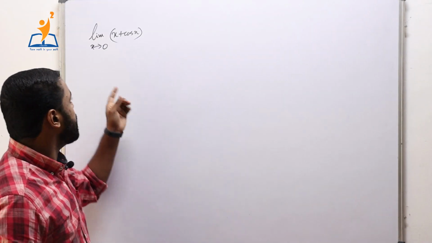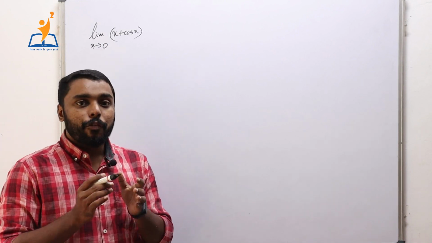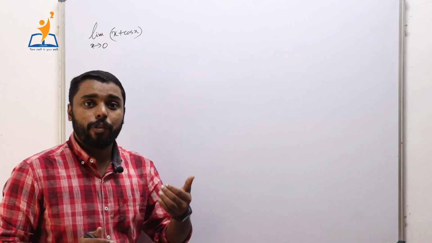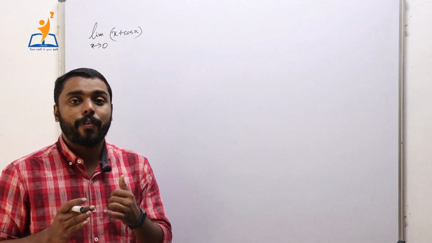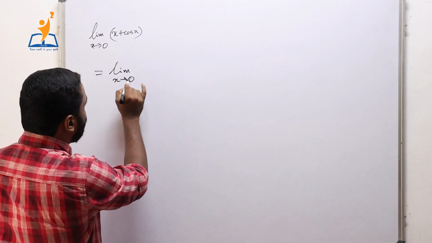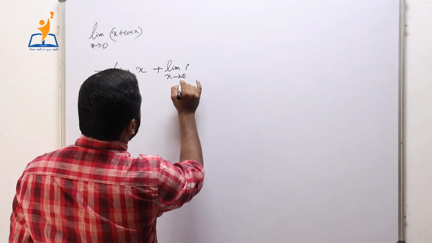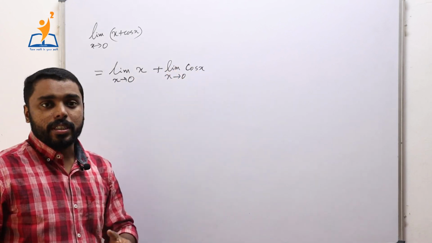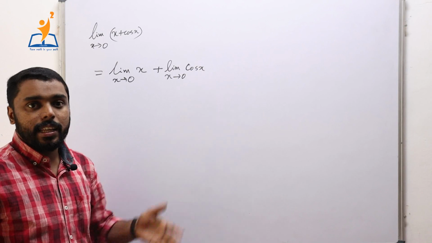The next example is limit x tends to 0 of x plus cos x. In the previous example, we saw that whenever we are given a function that is the sum or product of two other functions, we can evaluate the limit by splitting those functions and finding the individual limits. Here we can find the limit as limit x tends to 0 of x plus limit x tends to 0 of cos x. See, now we have two individual functions.